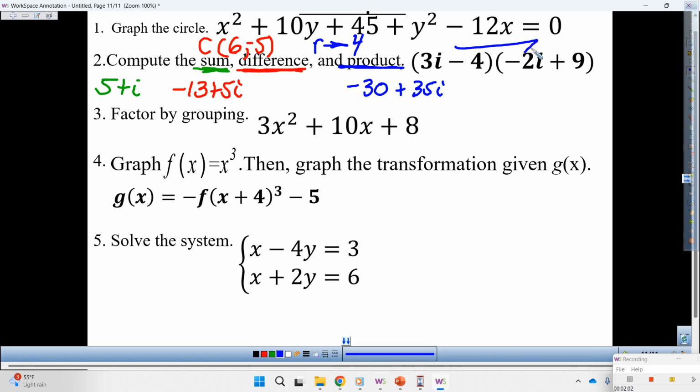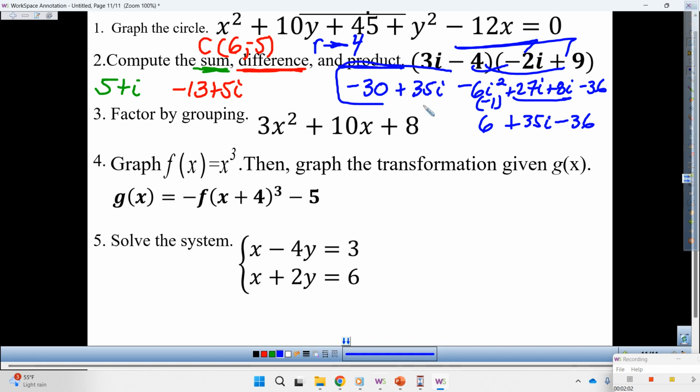Let me just double check because -6i squared, then we got 27i, then we got +8i, and then we got -36. We know i squared is -1, so that's 6 plus 35i minus 36. Oh yeah, Mario, let's go.